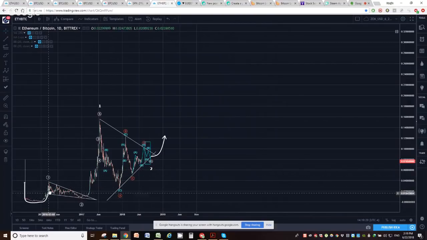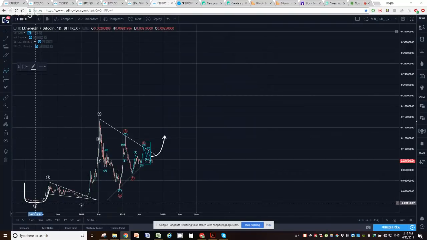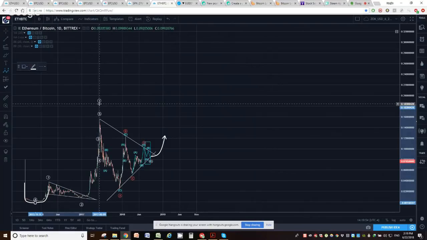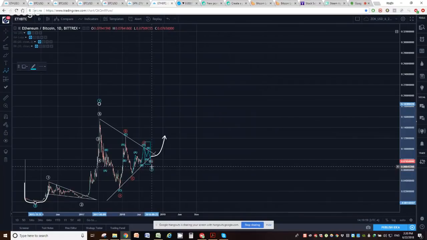So here, let's look at 1, 2. Which wave came after 2? 3. And I said 3, 4, and 5 usually go vertical. So, sorry, let me just relabel this. From here to here is 1, 2, 3. That's why I'm getting excited.